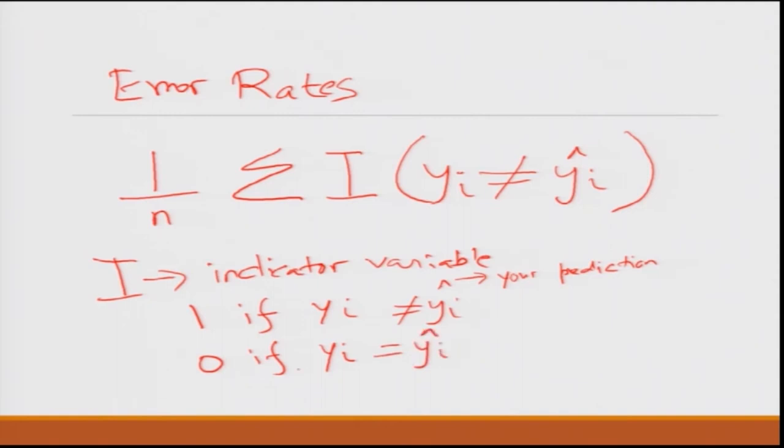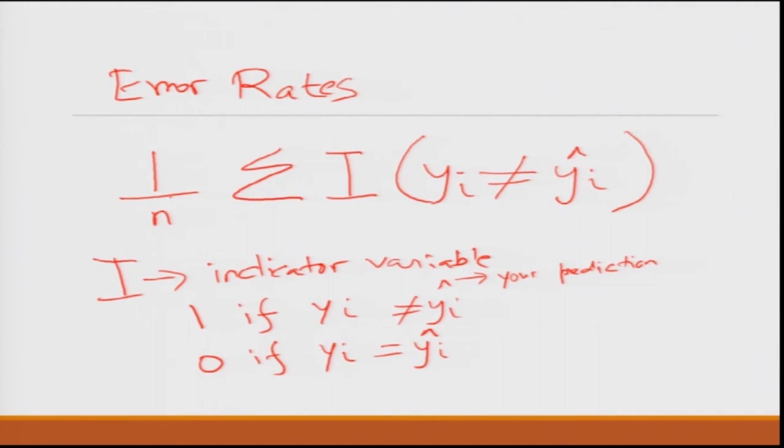So, in this case, what you are trying to do is sum up all the number of wrong predictions you made and divide by the total number of predictions that you made. So, n is the total number of data points. So, this gives you an average error rate and your goal is to minimize this error rate.